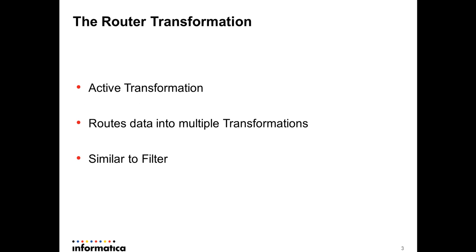Basically, what do we have about the router transformation? It is an active transformation. It routes data into multiple transformations or into different data pipelines. It works pretty much like a filter transformation because both transformations use a condition to test data, but a filter transformation will test data, and based on that condition, it will drop part of the data. On the router transformation instead, we're gonna split the data into multiple paths under the mapping.